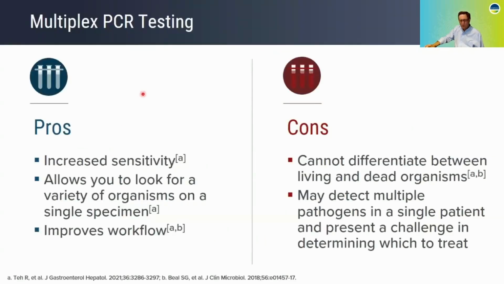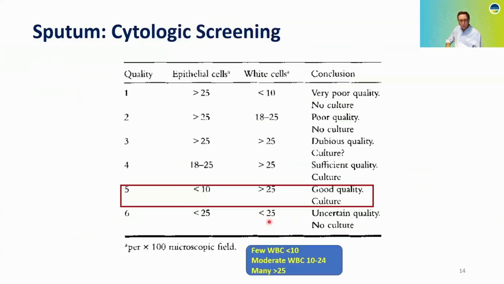Now, what about the multiplex? What are some of the pros and cons? Well, there's no question it increases the sensitivity, and that's part of the challenge: how do you differentiate the sensitivity versus the specificity? We'll come back and talk about ways that you can do that. It allows you to look at a variety of organisms with one specimen, and it does clearly improve workflow and helps you escalate and de-escalate in a much more timely manner. Obviously, you can have organisms that are maybe dead that still have genetic material you can detect. And another challenge with some of these molecular tests is that they can detect more than one pathogen. So how do you determine what the true pathogen is that you should be treating?